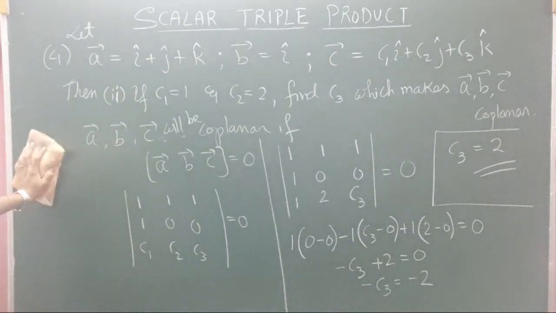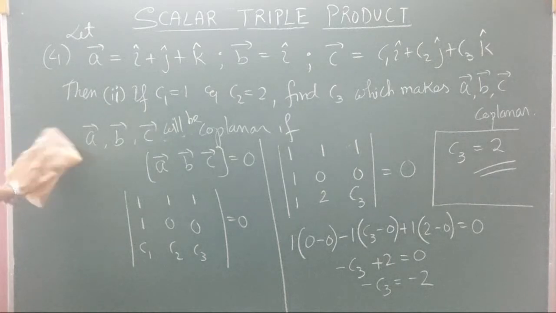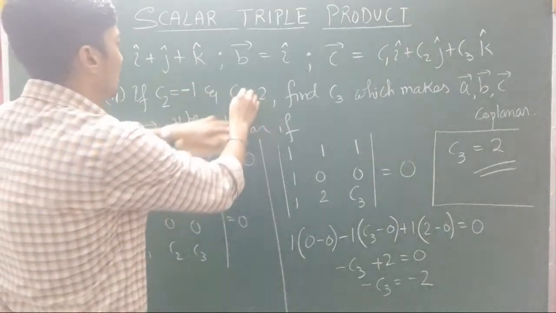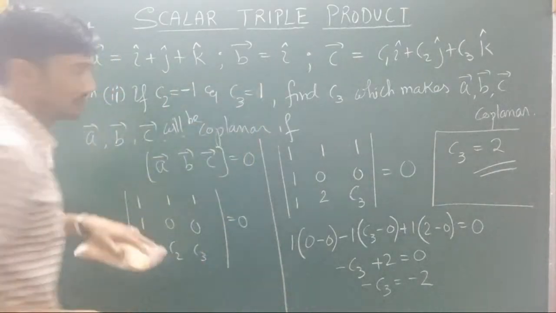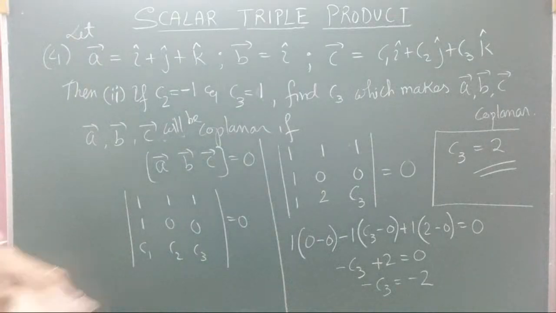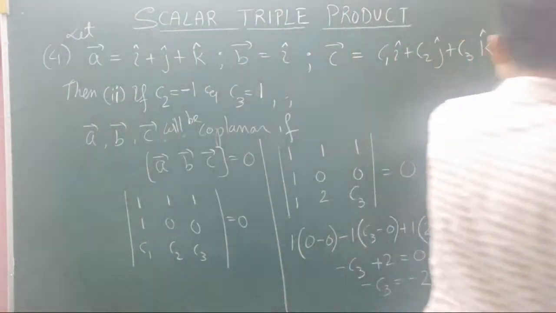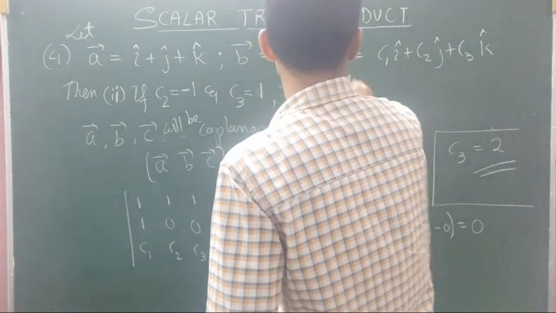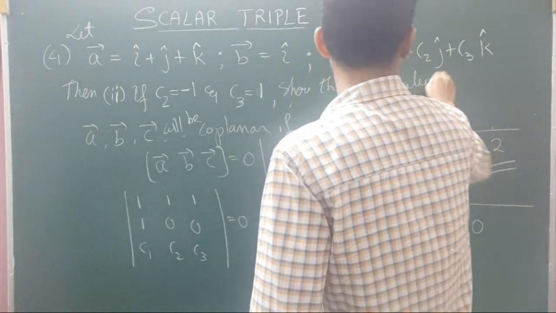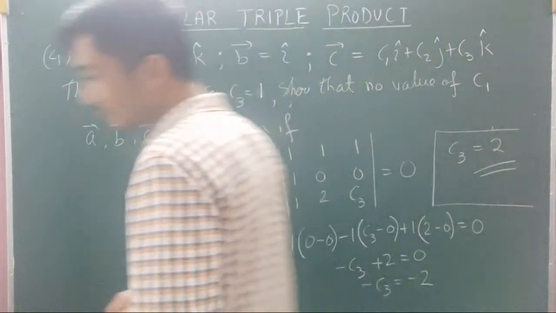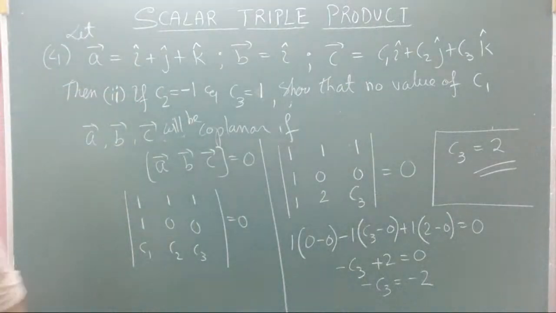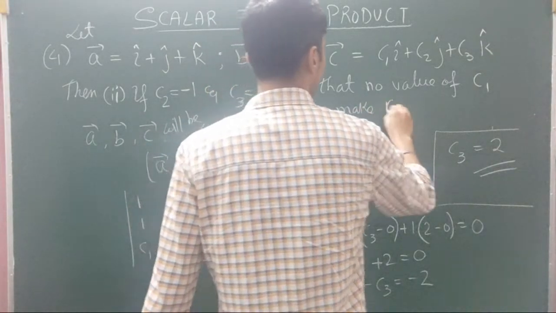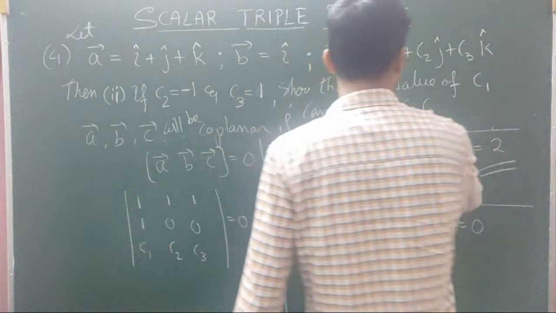The second question says, if C2 is minus 1 and C3 is plus 1, show that no value of C1 can make A, B, C coplanar.